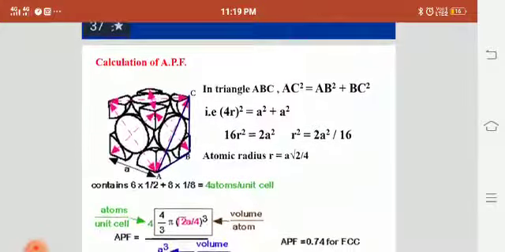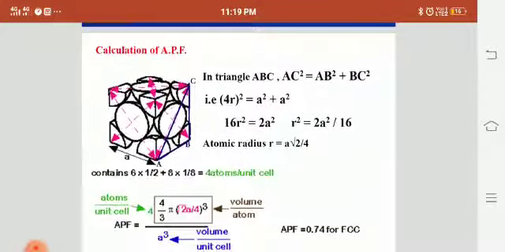Then we have the calculation of APF. In this case, we have the atomic radius as a into root 2 by 4. Here the number of atoms per unit cell is 4. By substituting all the values and simplifying, we get the atomic packing factor value as 0.74 for FCC structure. That means 74% of space is filled by the atoms in the crystal structure.